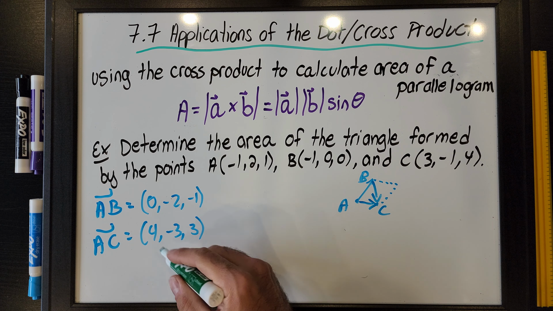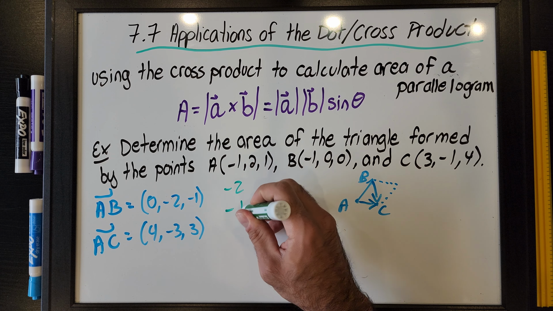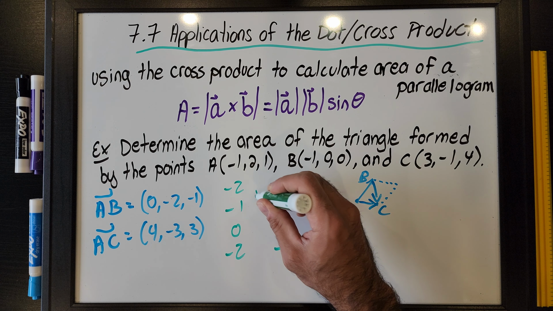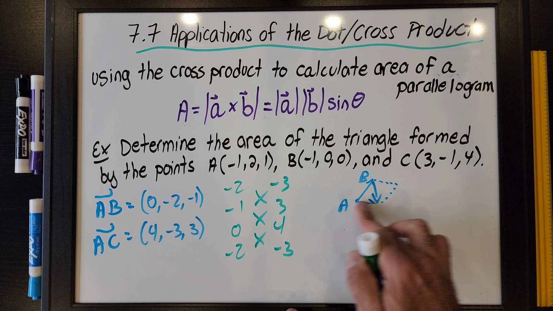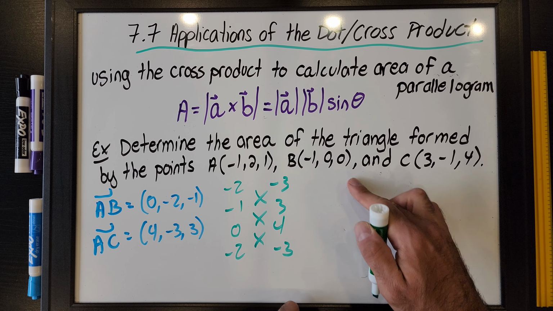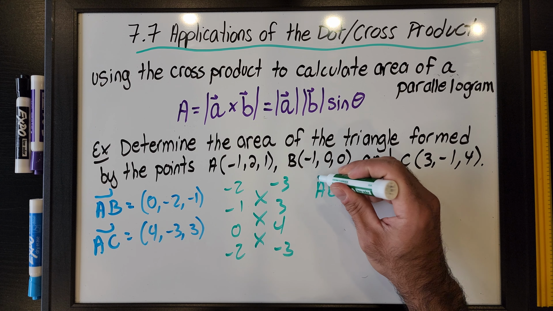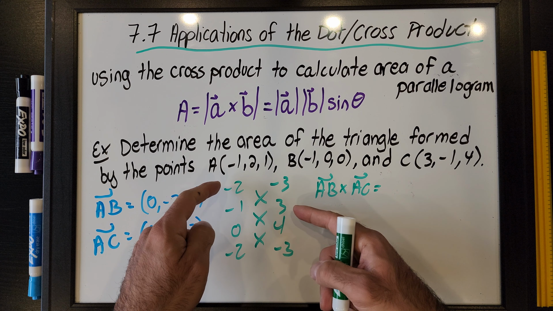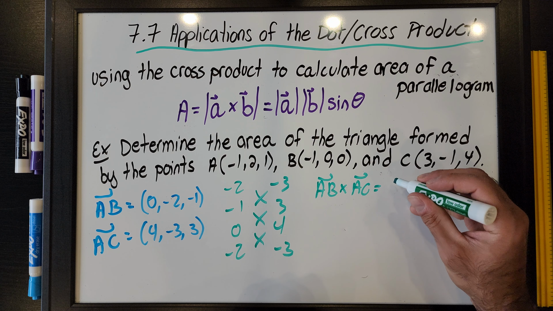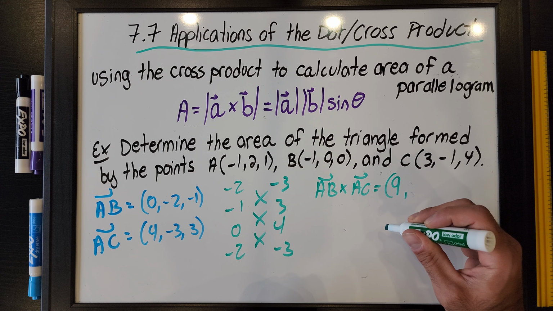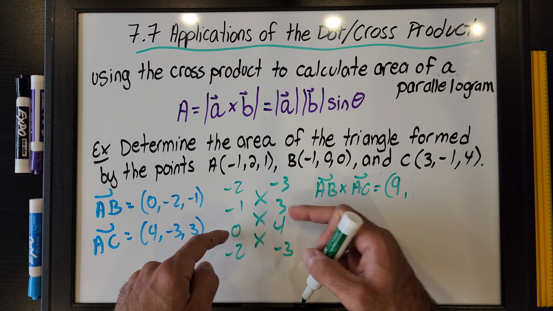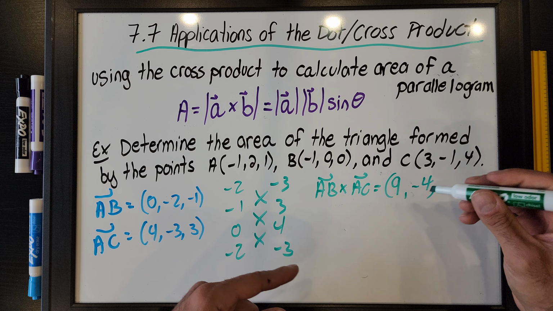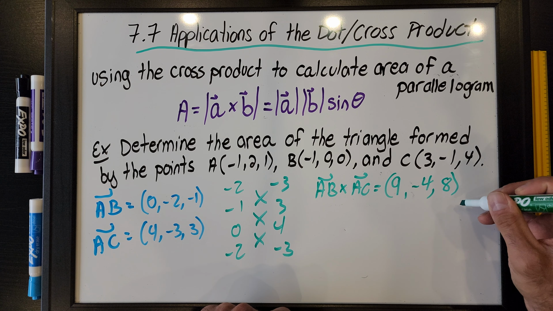So I'm going to do AB and AC, these guys. So -2, -1, 0, -2, -3, 3, 4, -3. Cross, cross, cross. Get rid of this for now. So AB cross AC is equal to -6 minus -3, 9. -4 minus 0, -4. And 0 minus -8, so +8. And that's the cross product.